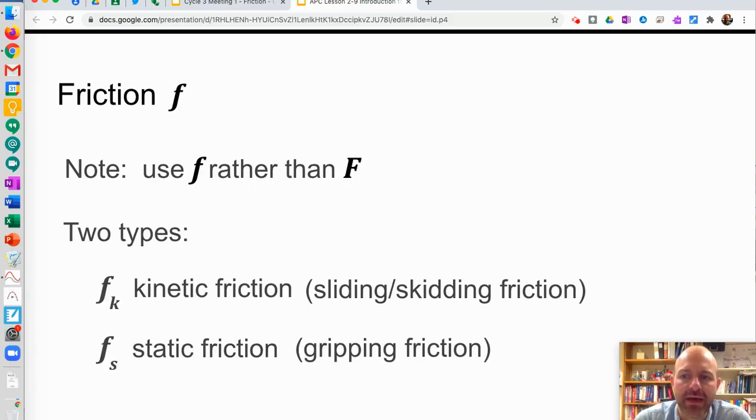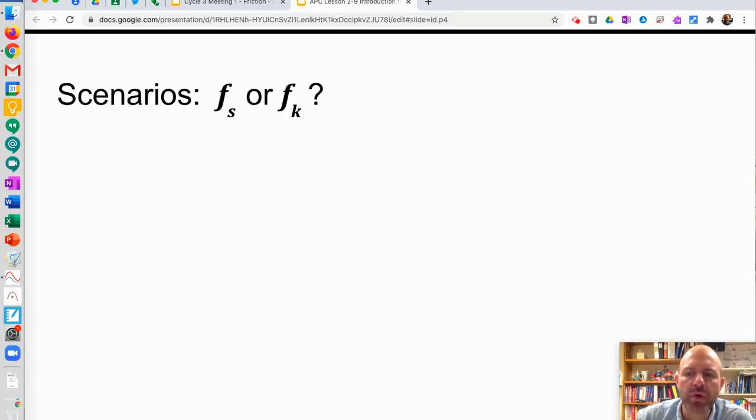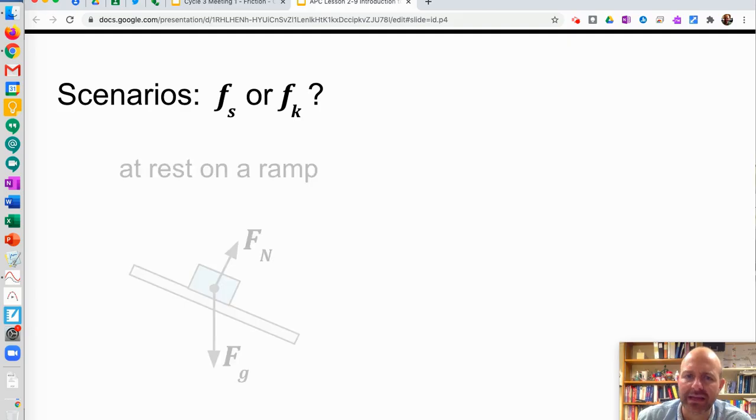Friction gets a lowercase f rather than a capital F to differentiate it from all the other forces. It usually gets a subscript, a K for sliding, skidding friction, which we call kinetic friction, and an S for static friction. So we need to differentiate between static and kinetic friction.